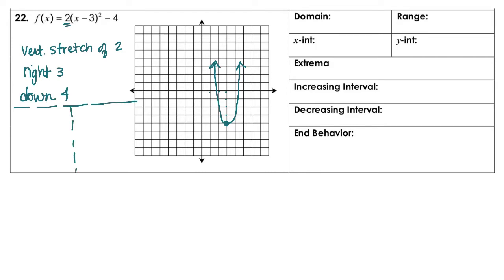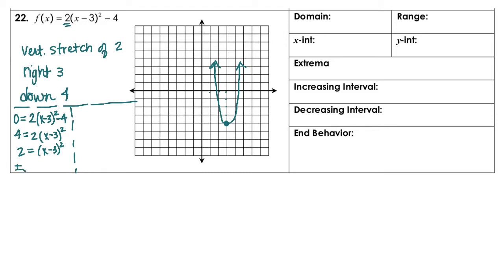So for the first part, we're going to let y be 0. And so we're going to have 2 times x minus 3 all squared minus 4, sorry. And we're going to add our 4 over. 2 times x minus 3 all squared. Divide by 2. And it looks like we're going to get some weird funky decimal mess. We're going to do the square root.